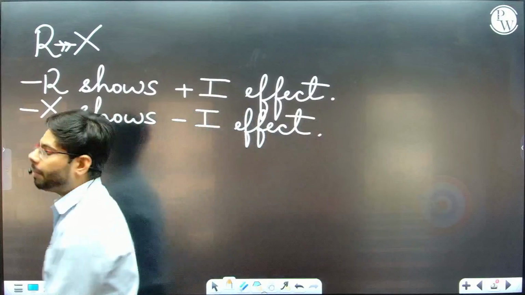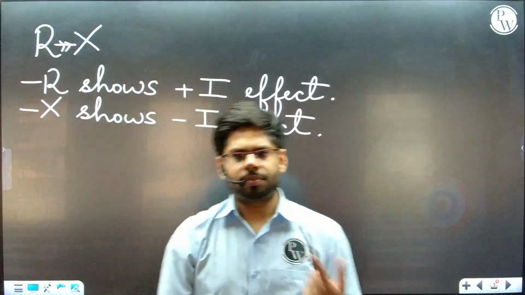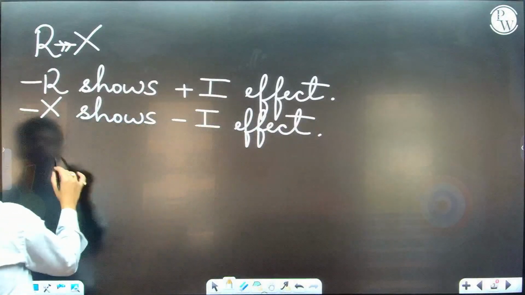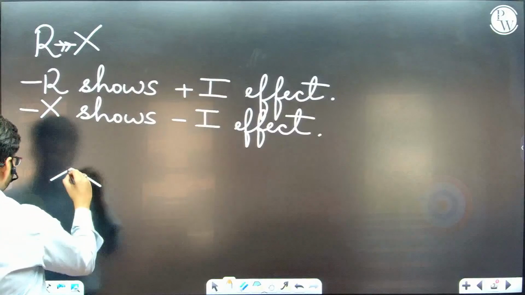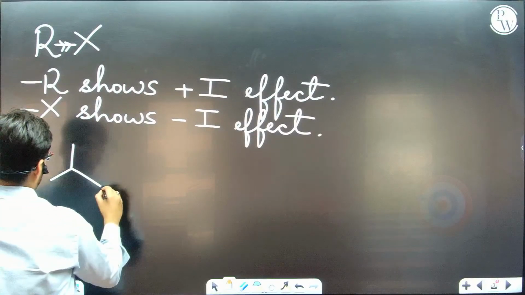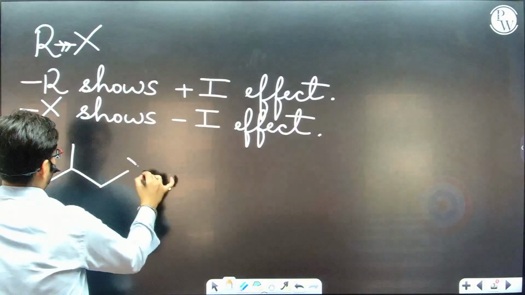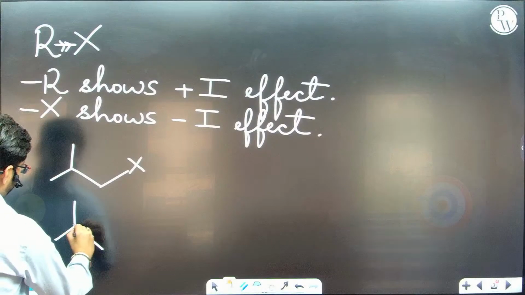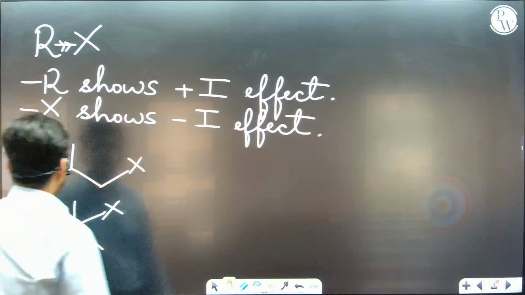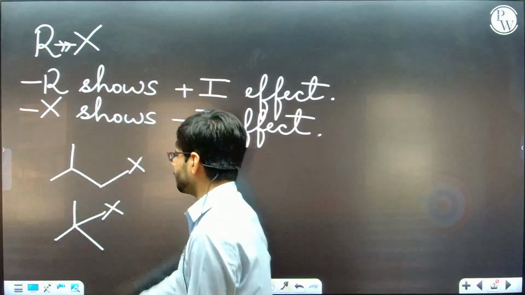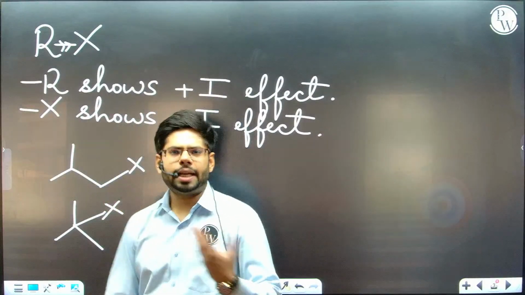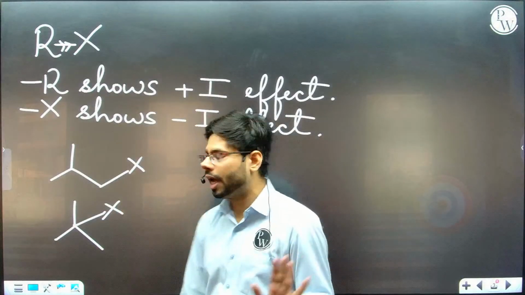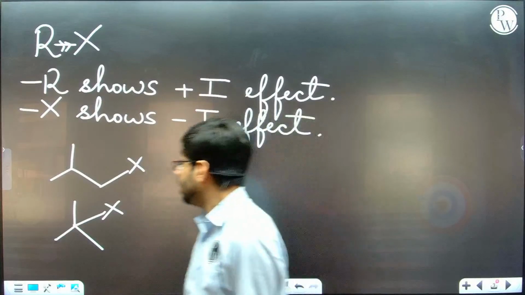One more point to be kept in mind is, greater the bulkiness of R, more is the plus I effect. Which means, let's say I have this. Look at this. And I have this. So X is same. Let's say that the halogen is same. Here also I'll take chlorine, and here also I'll take chlorine, or any particular halogen. So I'm keeping the halogen same in both the compounds.